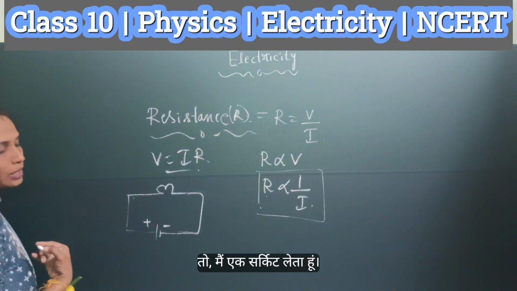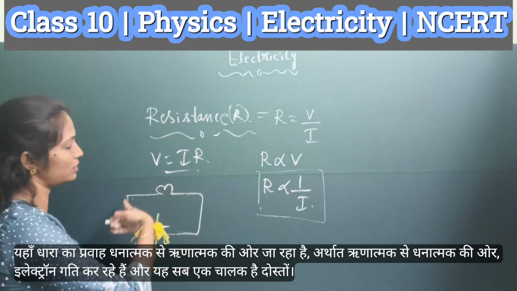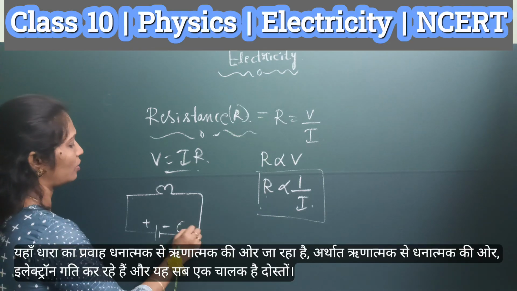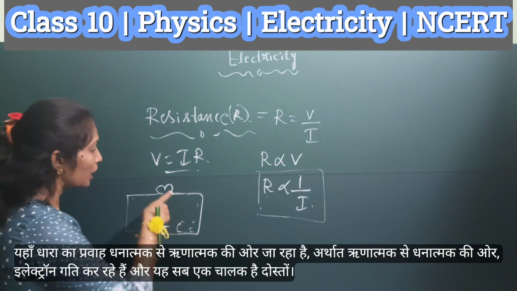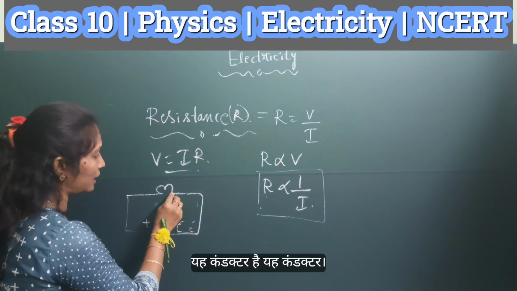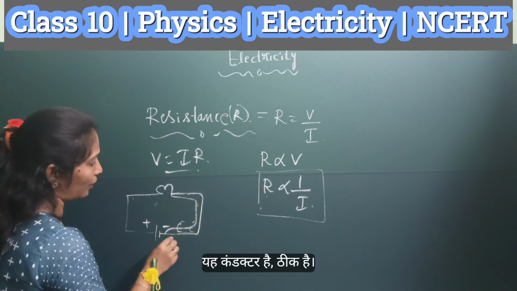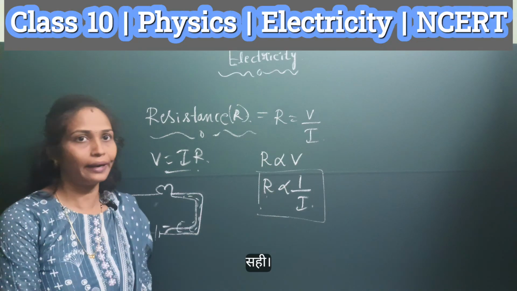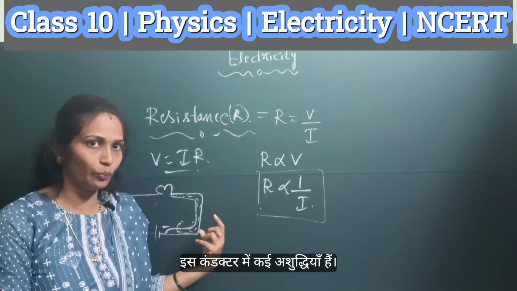So let me take one circuit. Here the current flows from the positive to the negative terminal, while the electrons move from negative to positive. This is a conductor, guys. This conductor has many impurities, correct? This conductor has many impurities.